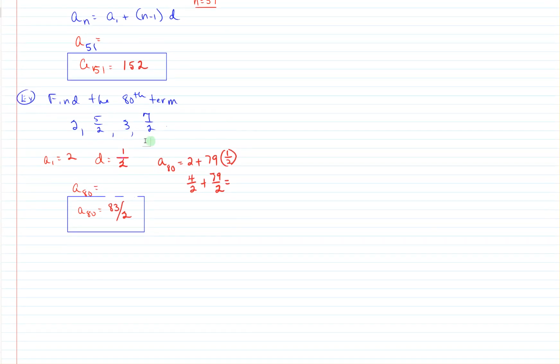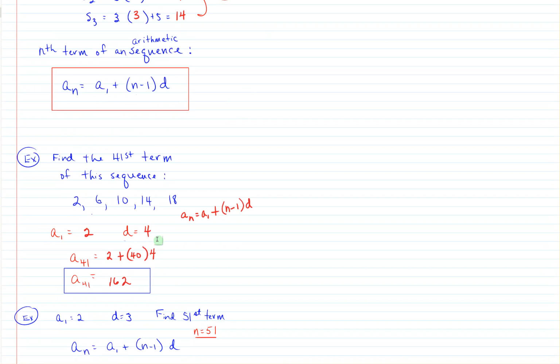All right, find the 80th term. We do the same thing. A sub 1 is 2. Now, to find the common difference, you want to take 5 halves, which is 2.5, and subtract 2, that gives you a half. If you take 3 and subtract 2.5, you get a half. So you can tell d is 1/2. So a sub 80 is the first term plus n minus 1, so 79 times 1/2. I made this 2 be 4 halves plus 79 halves, and my answer would be 83 halves.